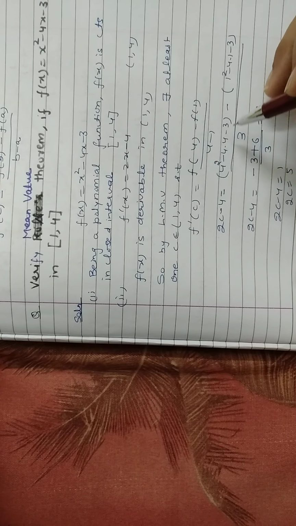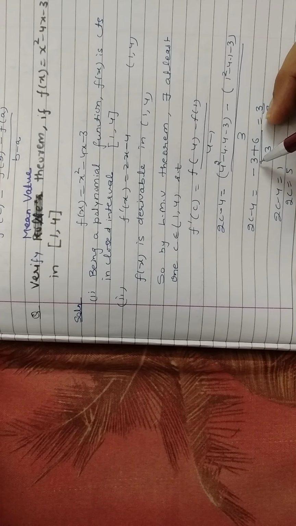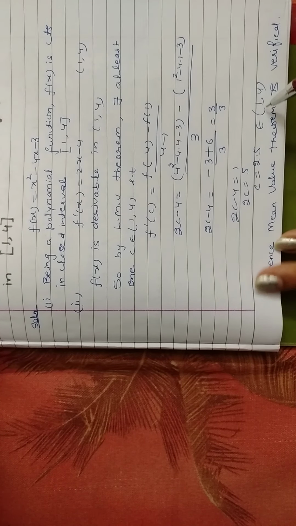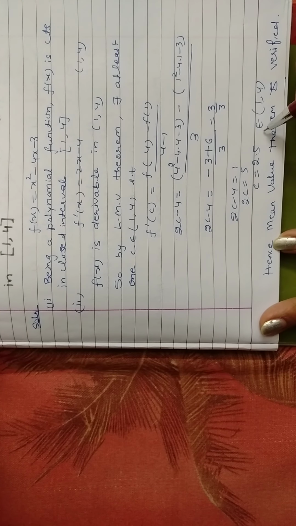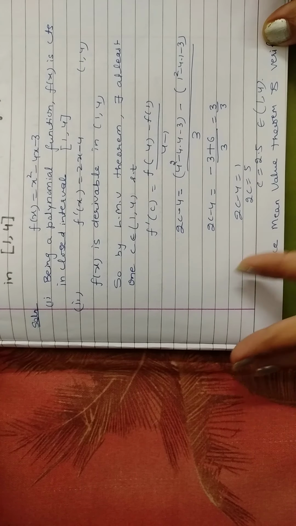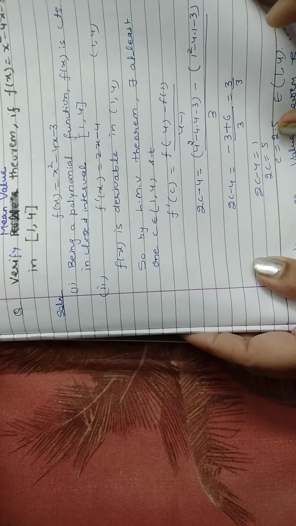So f(4), if you calculate the value of f(4), it will be minus 3, f(1) will be minus 6. So minus 3 plus 6 is 3, 3 by 3 is 1. So c is equal to 5 by 2, it means it is 2.5, and 2.5 belongs to the open interval (1, 4). Hence mean value theorem is verified. Clear? So it is same as you did for Rolle's theorem.